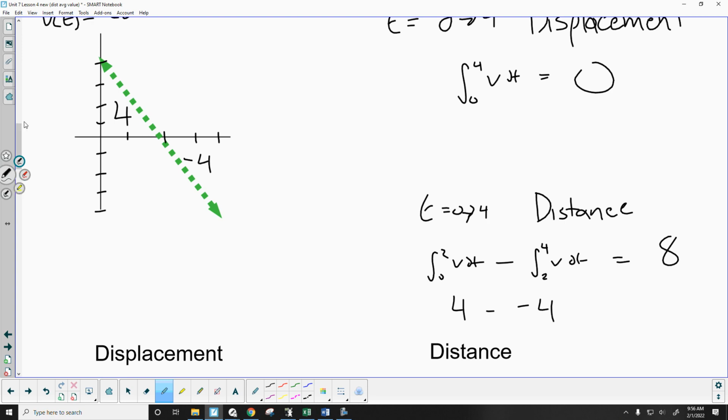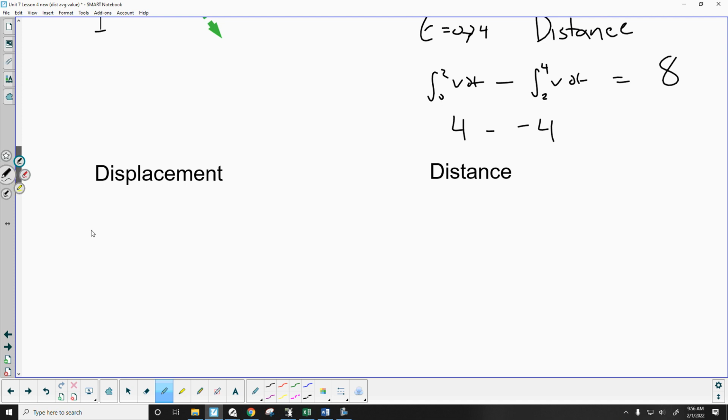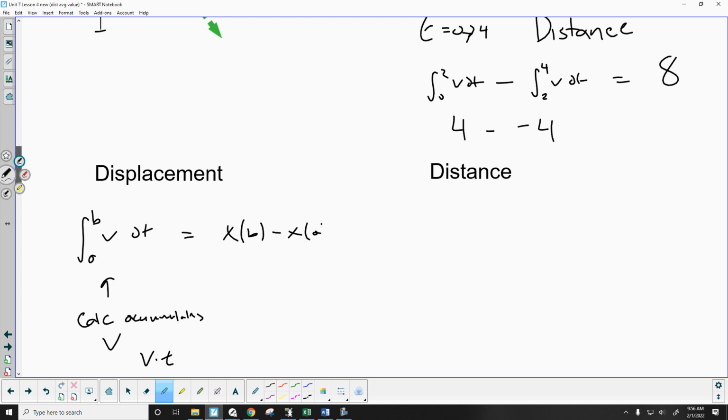All right, so displacement, remember, still 2 ways to find it. The integral from a to b of v dt. Your calculator accumulates v. It does v times t. That's one way to find a displacement. Your way is to take the antiderivative, plug in b, plug in a. This is the no calculator method, using this notation to mean antiderive rather than accumulate. And again, this is your change in position.